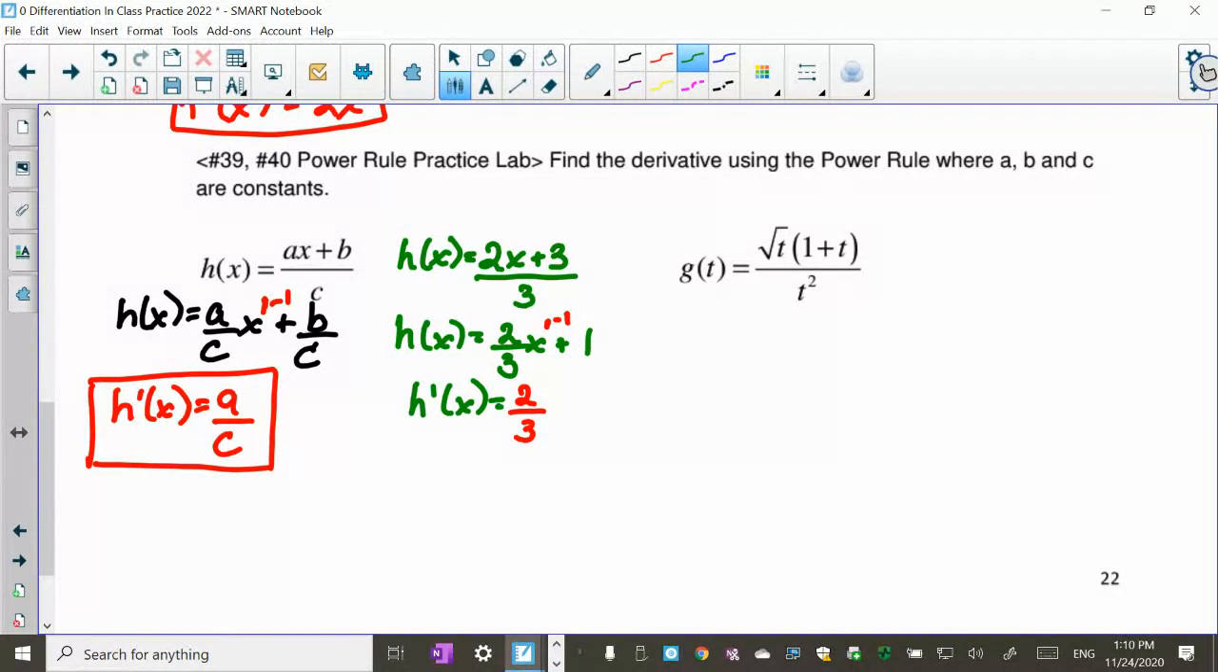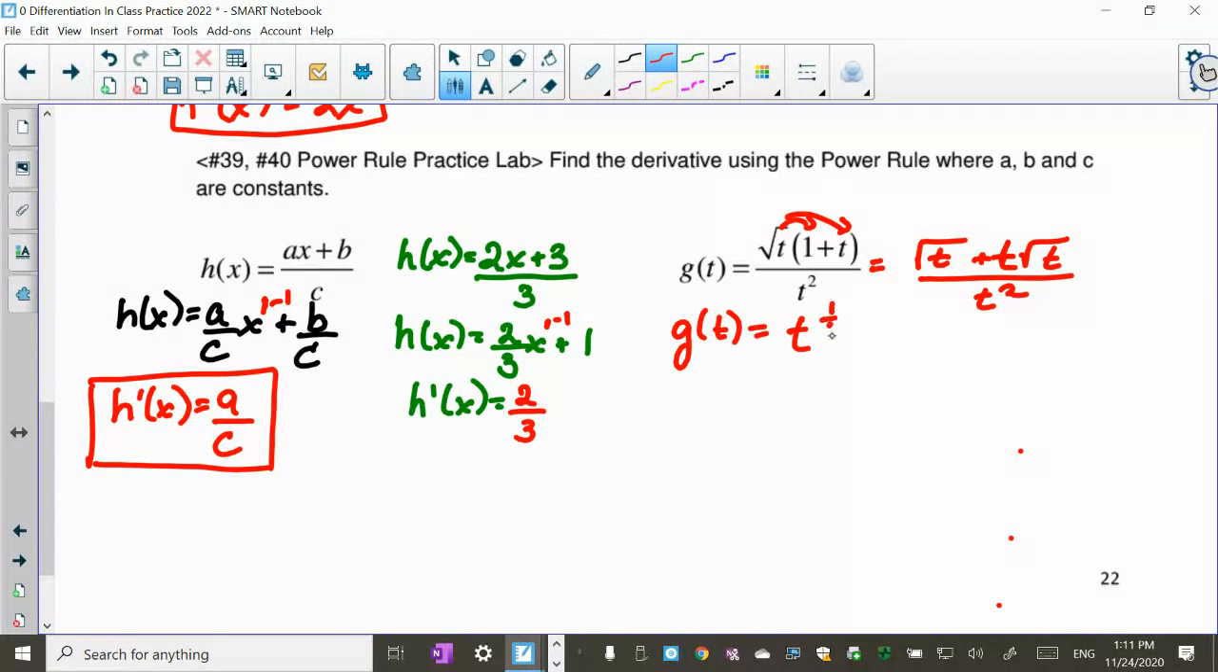Number 40, I'm actually going to do it in little baby steps, just because most of what you're doing here is algebra. The calculus is just doing the power rule. So the first thing I look at this and say, I can do some distributing here. So I have radical t plus t radical t all over t squared. And then I'm going to look at that and say, I can write that using powers. So I know radical t is t to the 1/2 plus t times t to the 1/2 all over t squared.